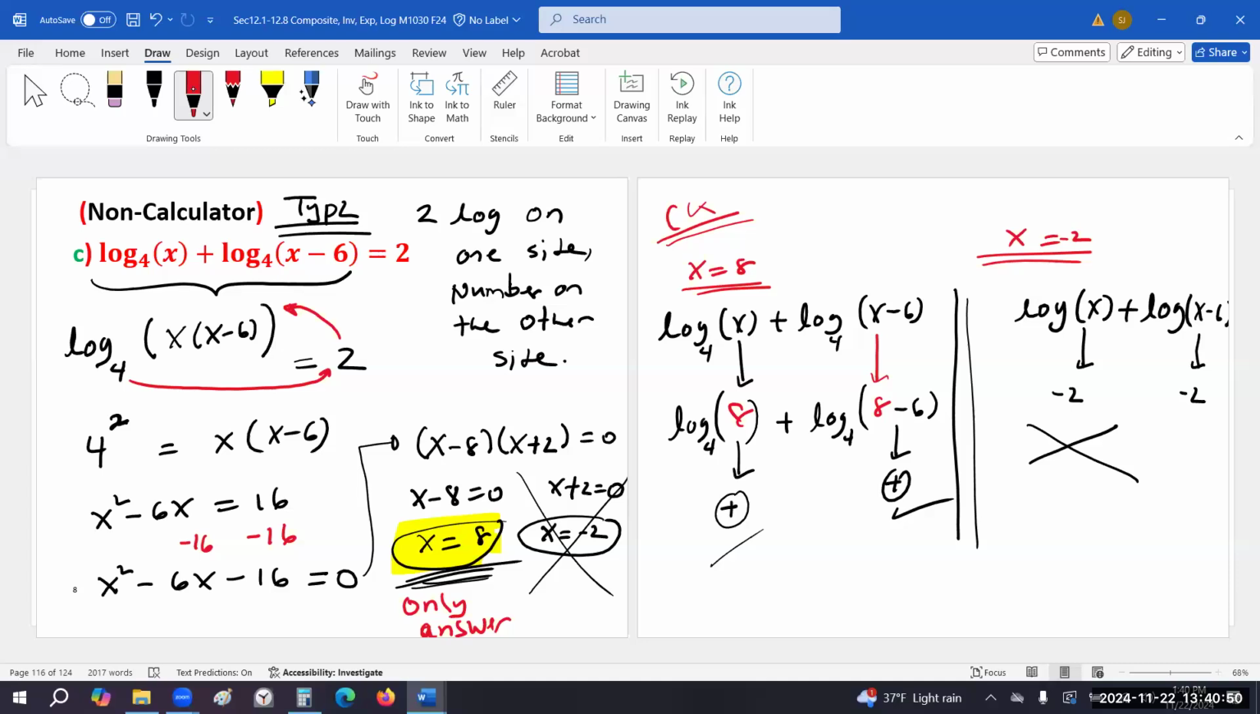Is it clear? So we've seen two scenarios so far. In the first scenario, you have one log and the other side is a number, so you convert into exponential. Second time, we have two logs on one side and the other side is a number. So first we combine the two logs into one and then we transfer them into exponential.